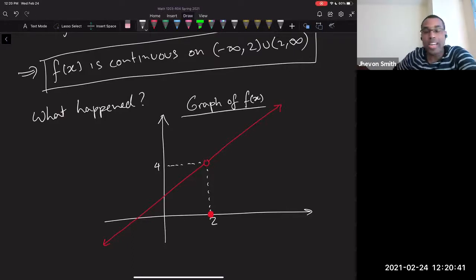I want you to notice I could not draw that without lifting my pencil off the page. I would have to lift my pencil up to fill in the y value 0 when x is 2, as opposed to drawing the rest of the line. So this is f of x when x is not 2, and this is f of x when x is 2.